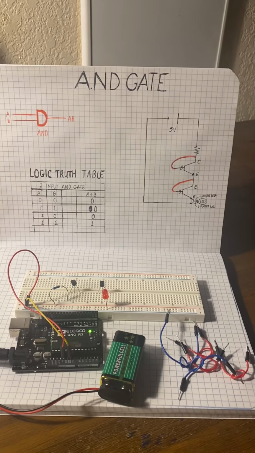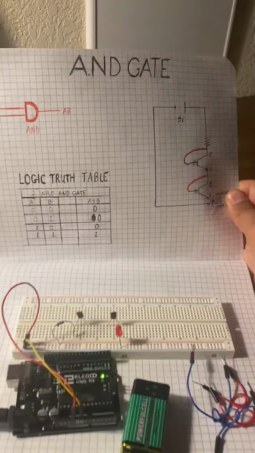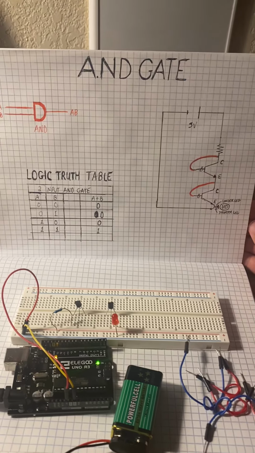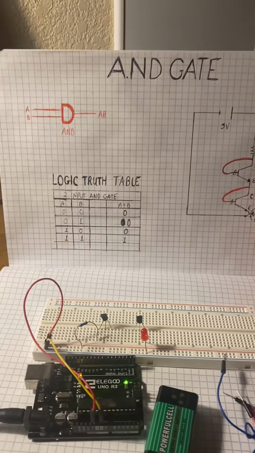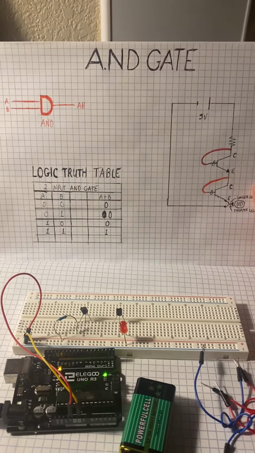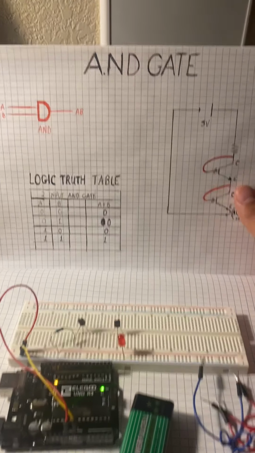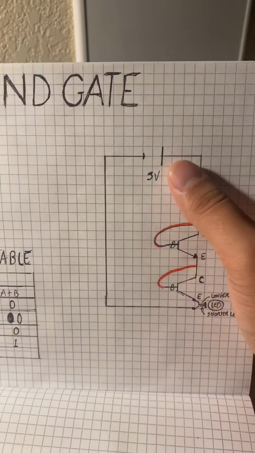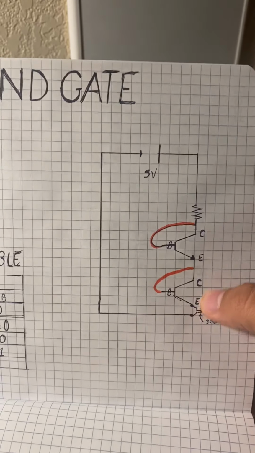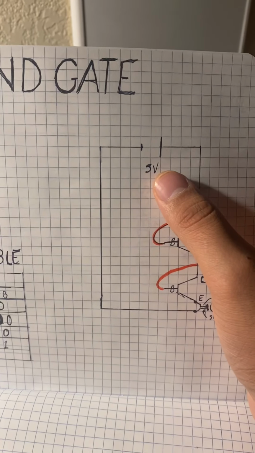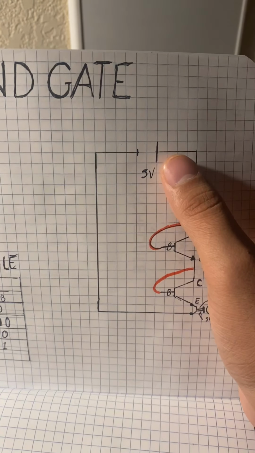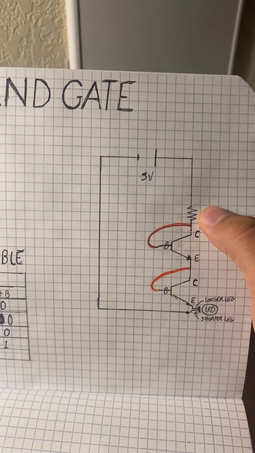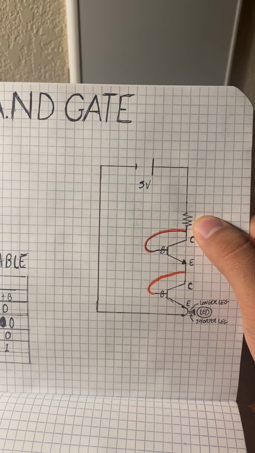Hello everyone. Here I'll be explaining one of the applications of the logic gates. In this case, I have an AND gate. The way I set this up, when we look at this diagram, we have a 5-volt battery. The current is flowing through this 1 kilo ohm resistor.